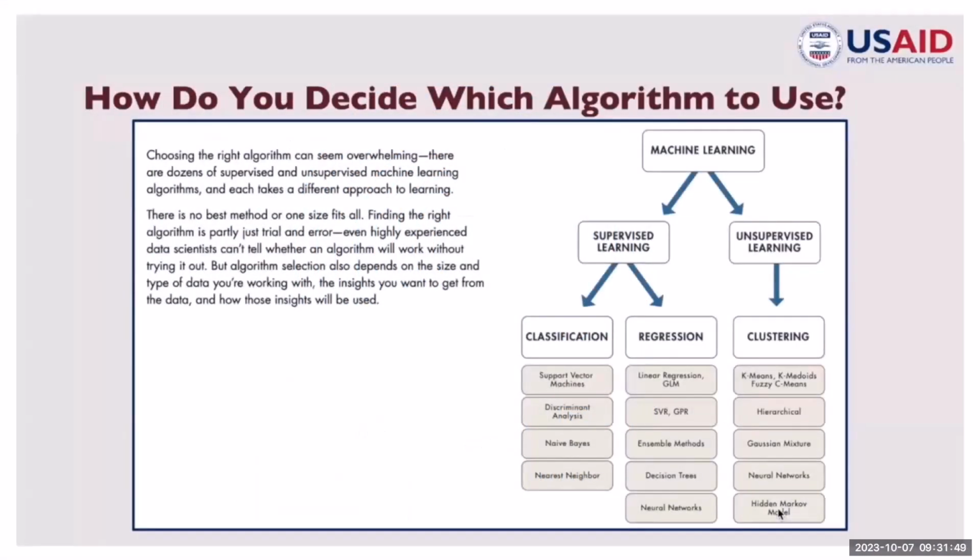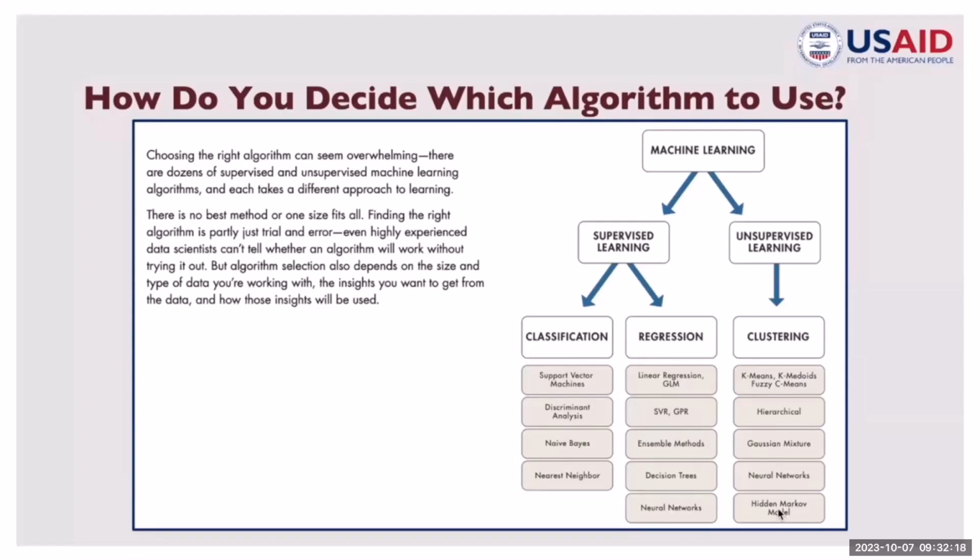Now, it is very important for us to know how to decide which algorithm to use because there are a lot of available algorithms under these two main techniques. Choosing the right algorithm can seem overwhelming. There are dozens under supervised and unsupervised. Now, there is actually no best method or one size fits all.